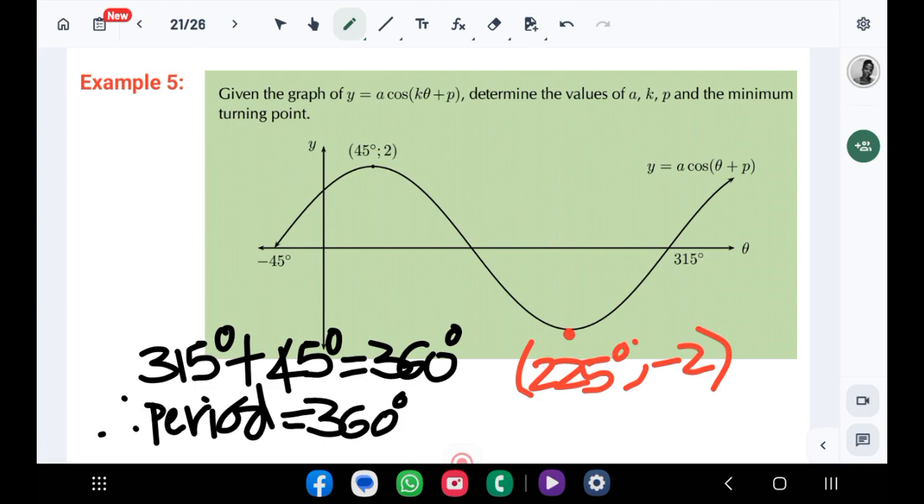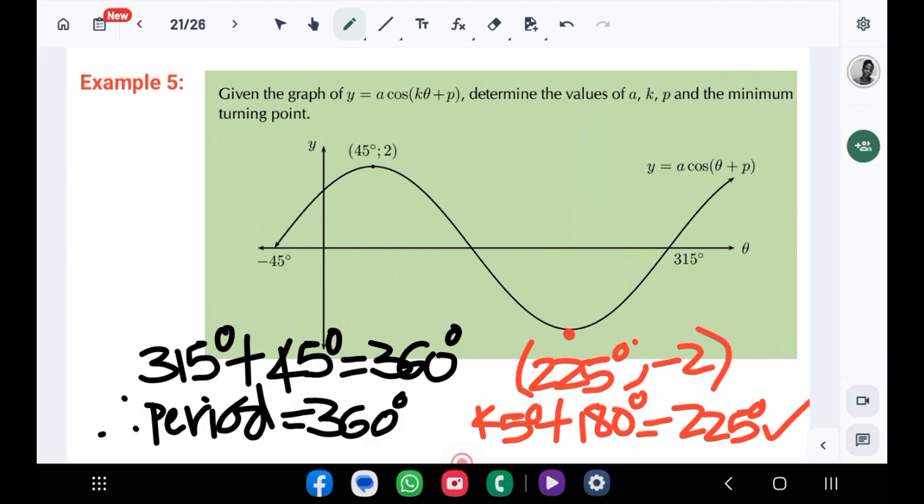Now let's double check. We know that from the first maximum turning point to the minimum turning point, it is a span of 180 degrees for a period of 360 degrees. So we'll go 45 degrees plus 180. That will give us 225. Yes, it matches.